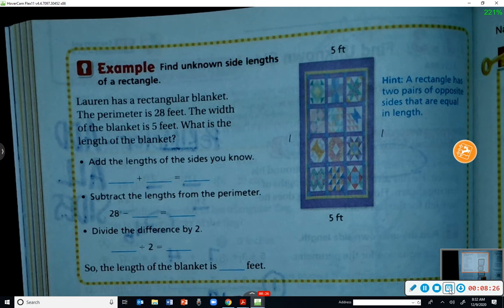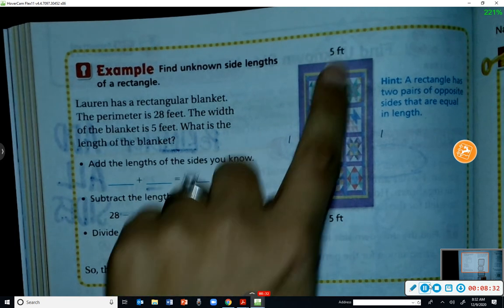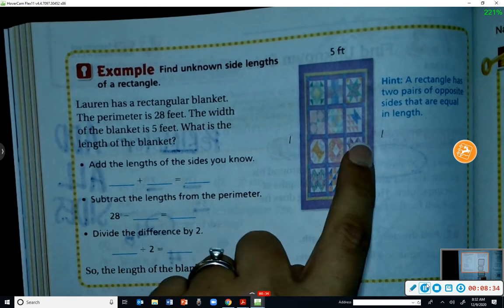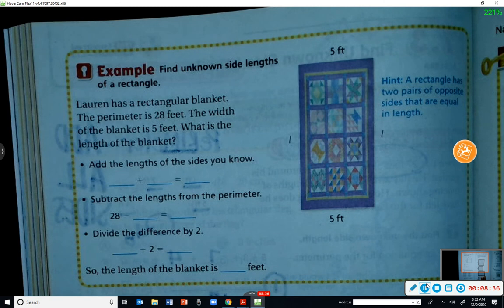No. So if this is 5, then this is 5. Does that mean these are 5 also? No. But what does it mean? You know, Kaylee? Not all 4 sides are the same, but opposite sides are the same, right?